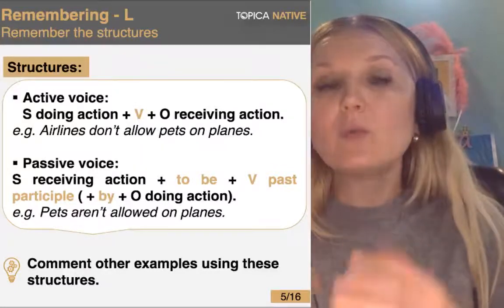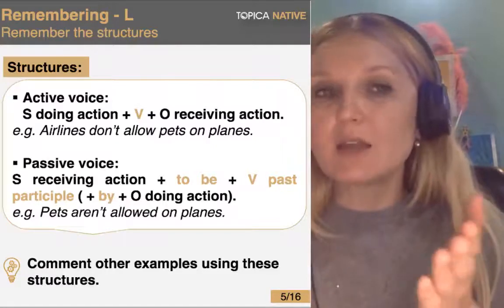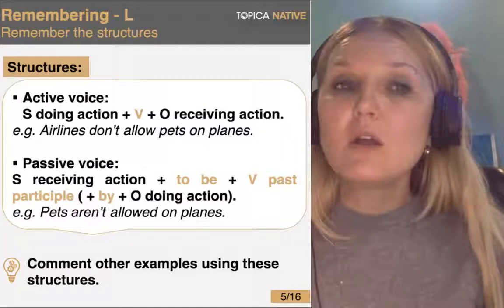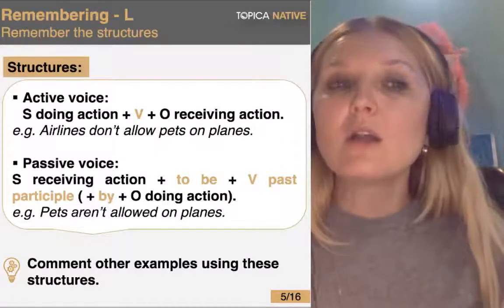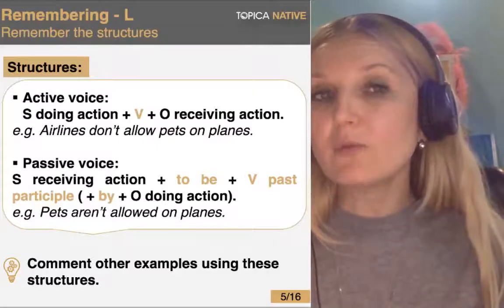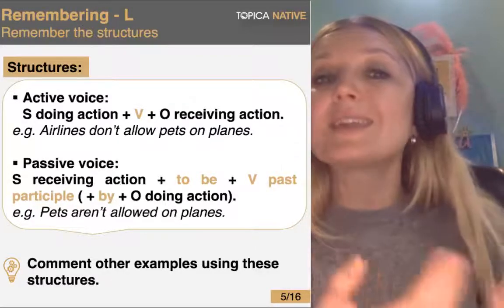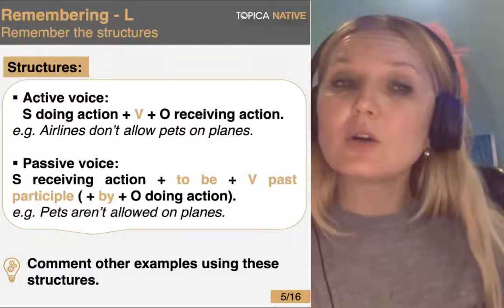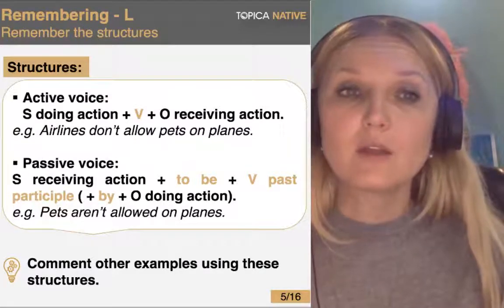Airlines. Then we have a verb in any tense. Here it's present simple. Don't allow. So they do an action. Then we have pets. Pets, it's an object, of course, and pets receive an action from airlines, right? So airlines don't allow pets on planes.